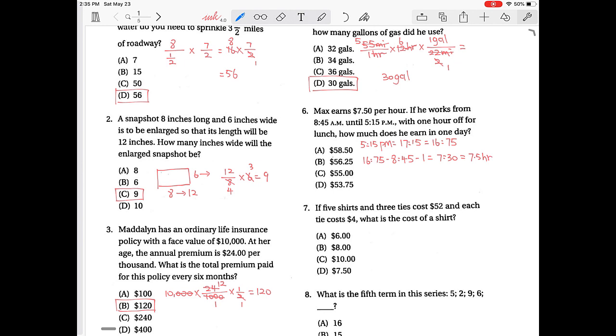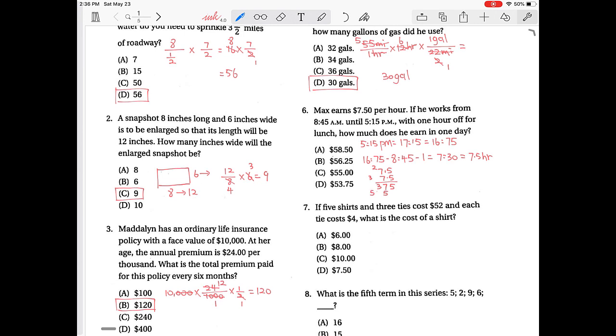And we know that Max earns $7.50 per hour, so we're going to do 7.5 times 7.5. 5 times 5 is 25, 5 times 7 is 35 plus 2, 37. So this is 35 again. 7 times 7 is 49 plus 3 is 52. Here is 5, 12, 6, 5. We'll have 2 decimal points. So he will earn $56.25, which is option Bravo.